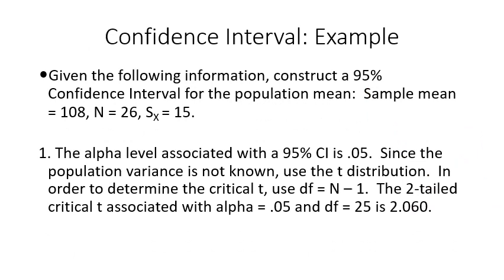So let's look at an example real quick. Or a couple examples. The first example we've got here is, given the following information, we're going to construct a 95% confidence interval for the population mean when we have a sample mean of 108, an n of 26, and a standard deviation of 15.